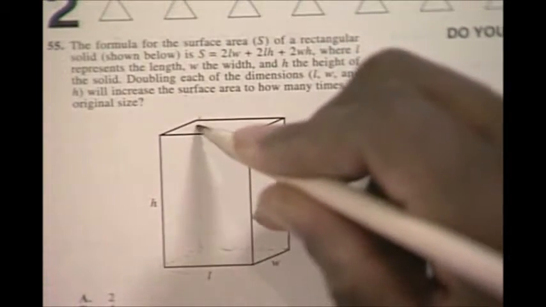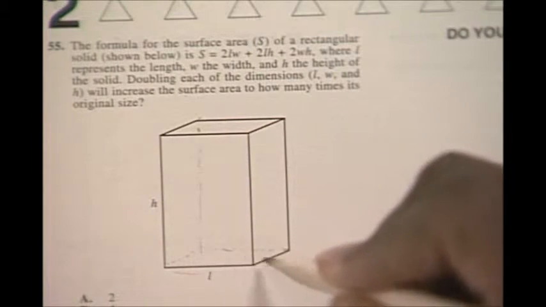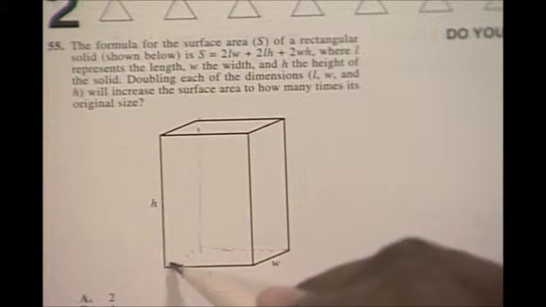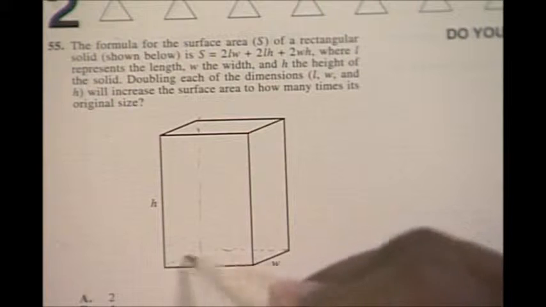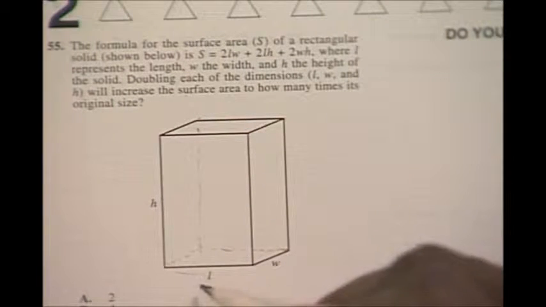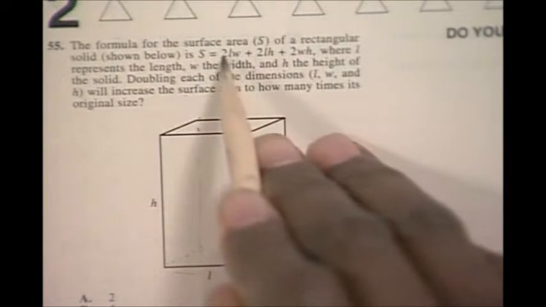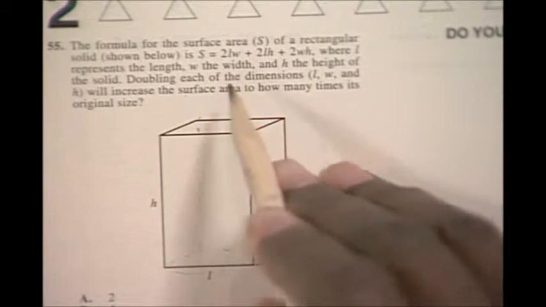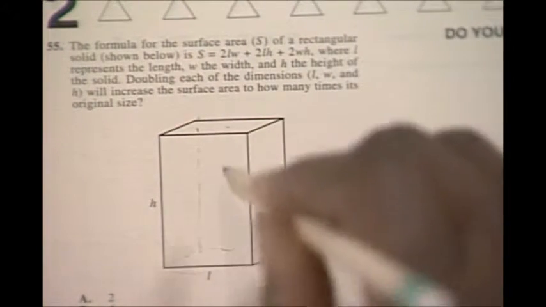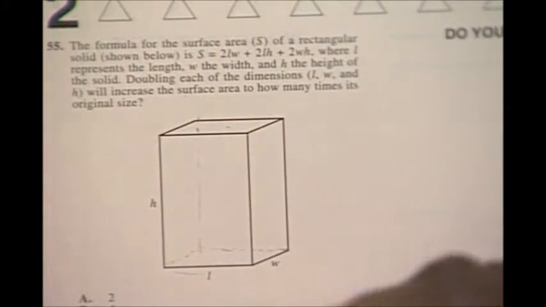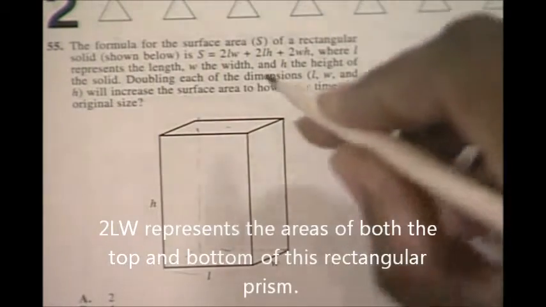So hopefully you can see the three-dimensional nature of this shape. The base, the width, and the length. The area of this shape is length times width. And the reason why they say 2 length times width is because there are 2 of those surfaces.